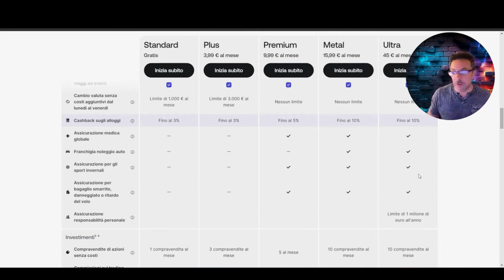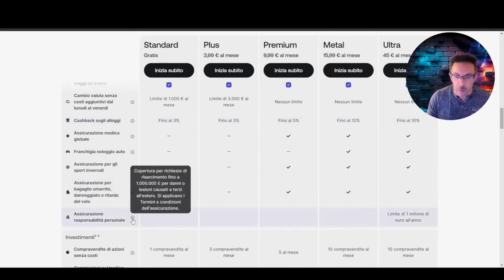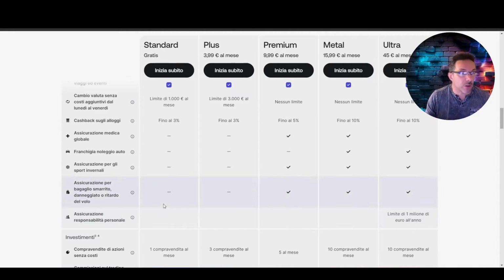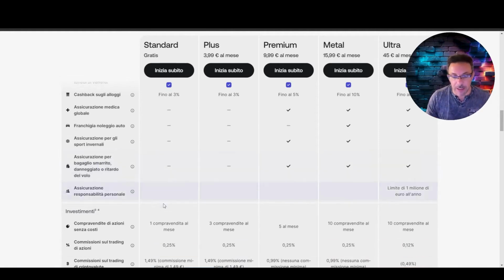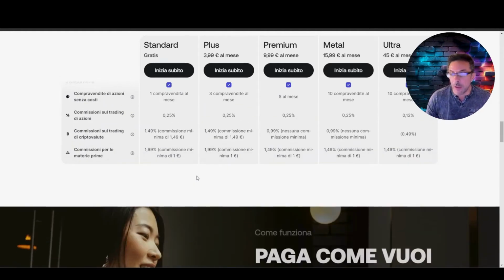Why £1 million? €1 million? Here on the website, it shows £1 million. Why is that? Because Revolut was originally founded in the UK. Then when England left Europe, they moved to Lithuania. But most likely they haven't updated it. In any case, it's €1 million or whatever you prefer.